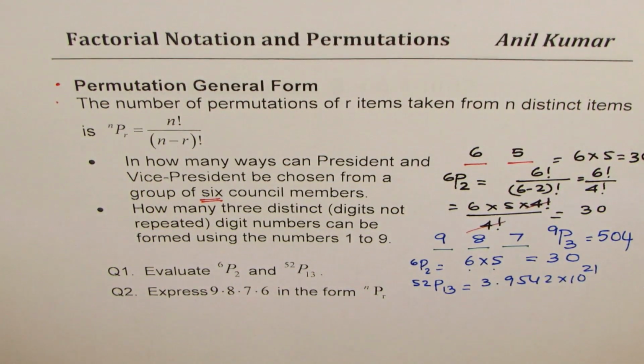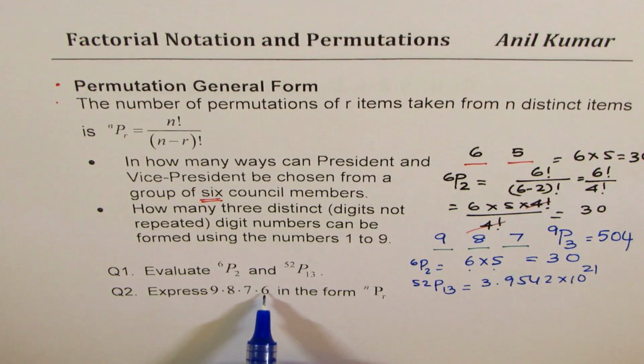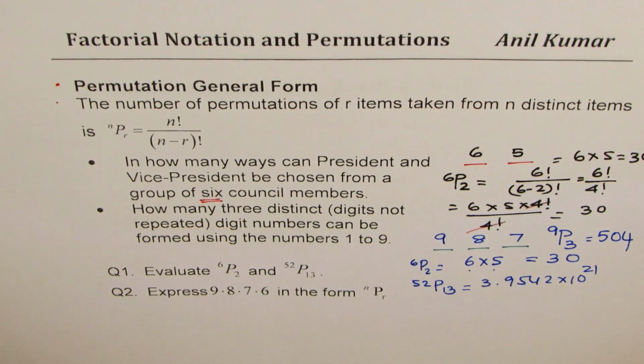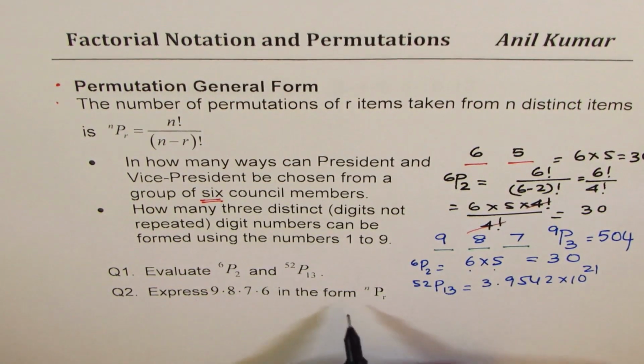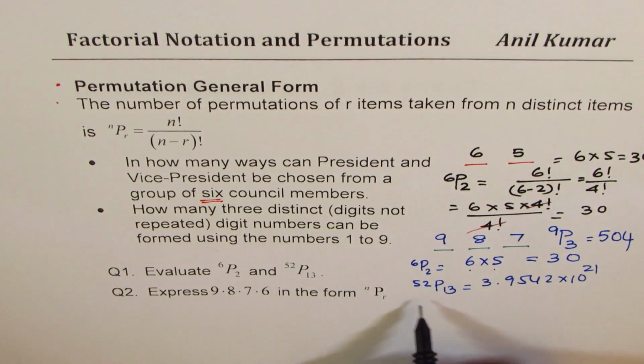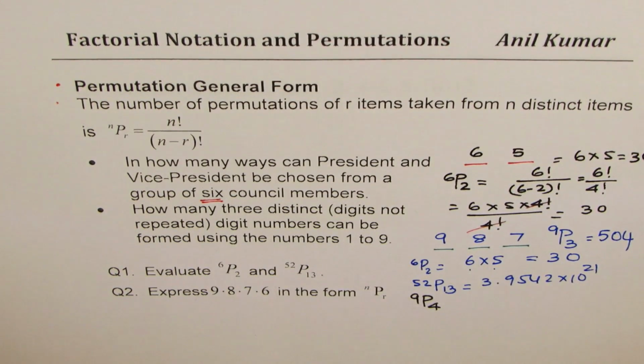So that is the result of 52p13. Now here is the interesting question which says express 9 times 8 times 7 times 6 in the form of nPr. So you can try this question. 9 times 8 times 7 times 6 as nPr. The answer should be, 9 is the highest number, right? So we are selecting out of 9 items. How many? 1, 2, 3, 4. So the answer for this should be 9p4. Is it okay? That should be the answer.